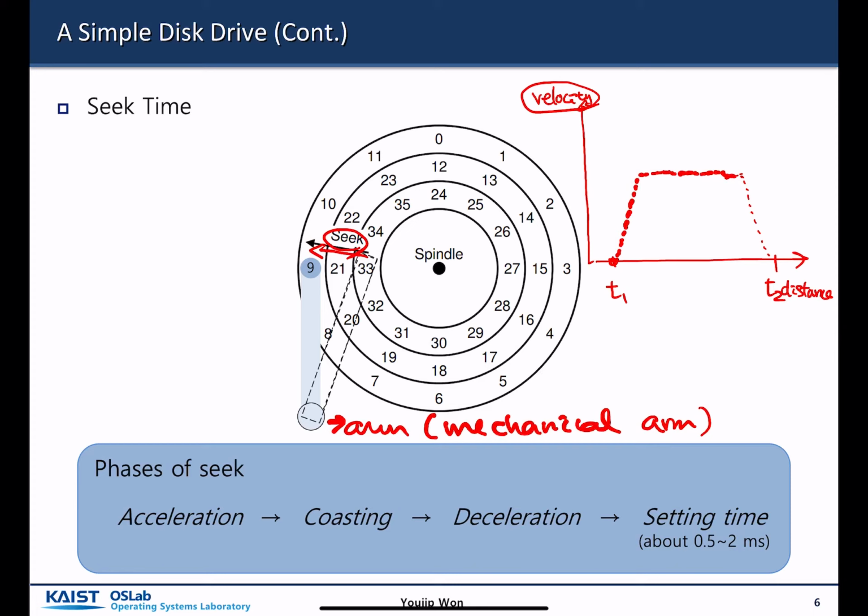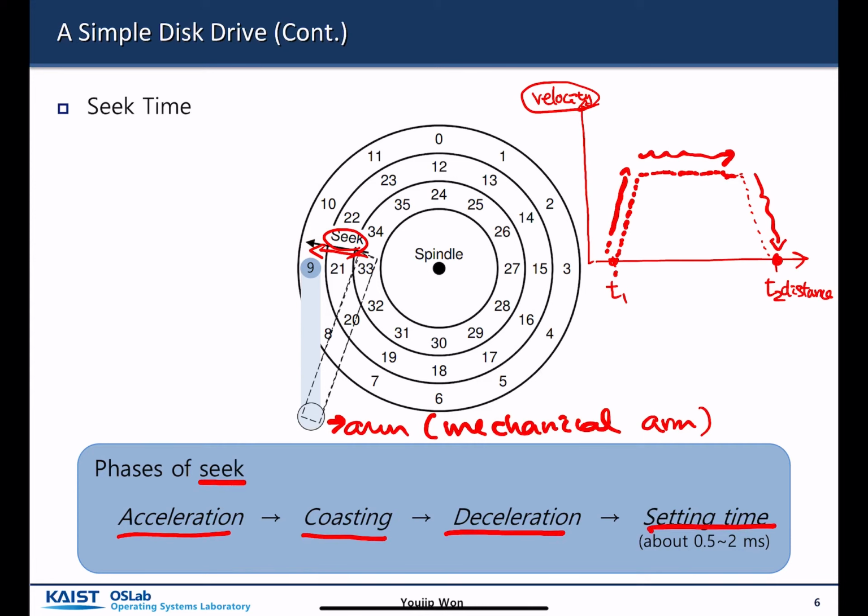The platter rotates at the same RPM, rotations per minute. However, when the disk head moves, it takes first acceleration, coast, and deceleration. And when it reaches the neighborhood of the destination track, it has to precisely place the disk head on the right track, and that is called settling. So the seek phase consists of acceleration, coast, deceleration, and settling.